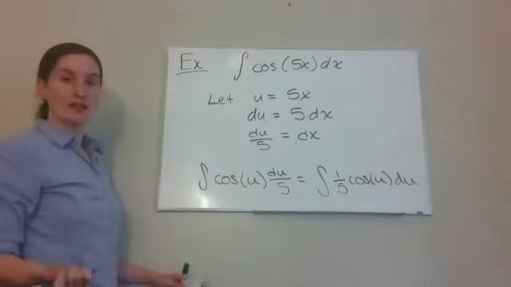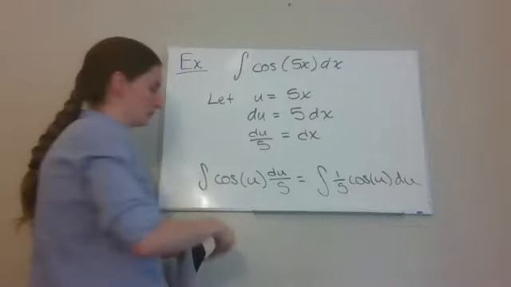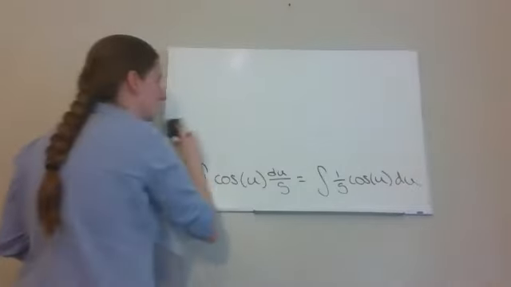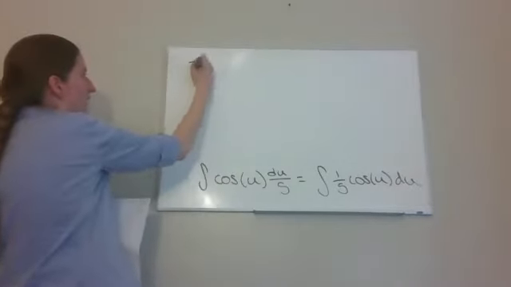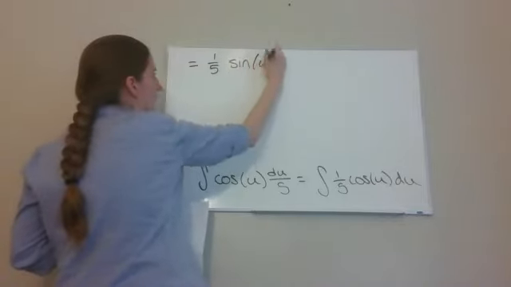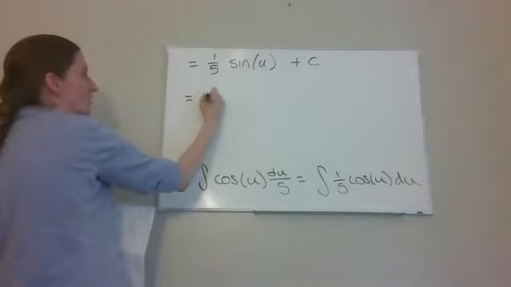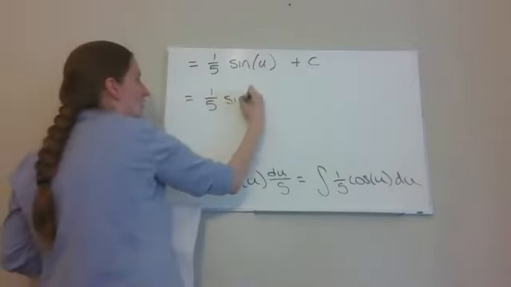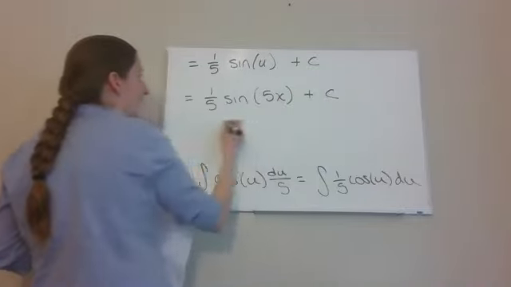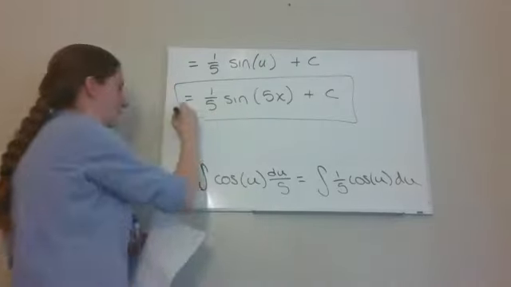Now we just have to find the antiderivative of cosine, but we know that that is sine. So I get 1/5 sine of u plus our constant. And all we have to do to finish it up is plug our u back in. So I get 1/5 sine of 5x plus our constant.